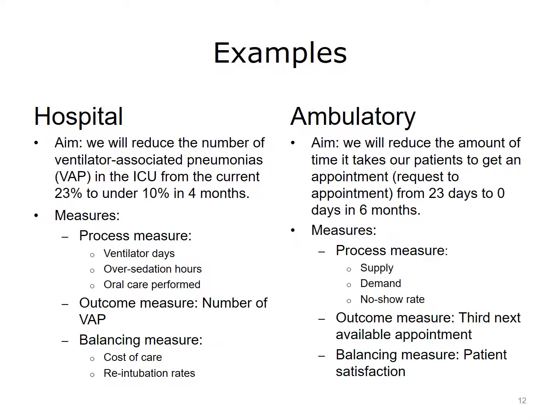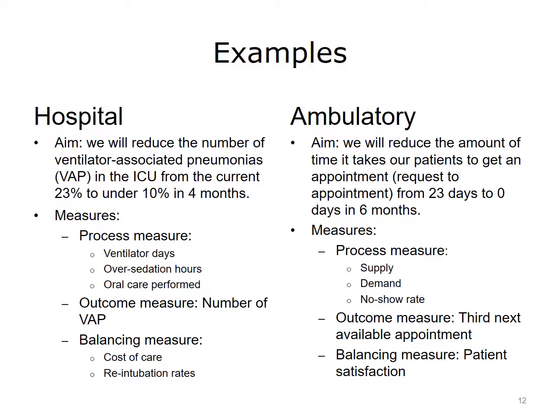In this example, the staff of the ICU set an aim to reduce the number of ventilator-associated pneumonias, VAP. They set a specific aim with a clear timeline. For process measures, they chose factors believed to relate to VAP. For example, the more days a patient is connected to a ventilator, the more likely he will become infected. The outcome measure is actually the number, or rate, of VAP. This measure ties directly to the aim.